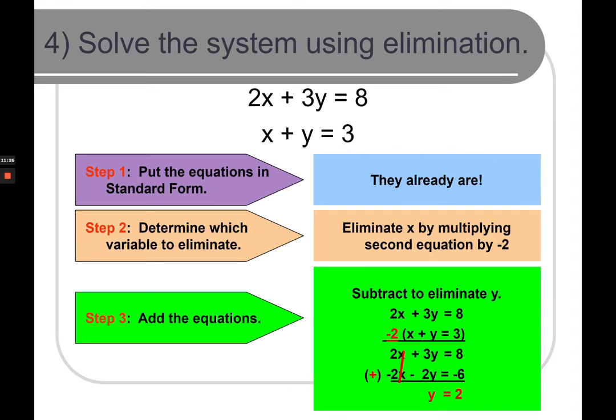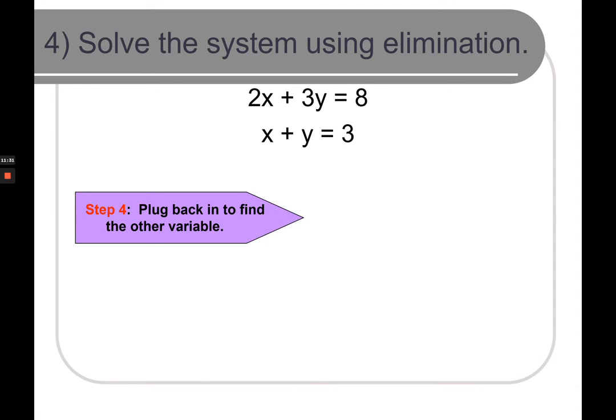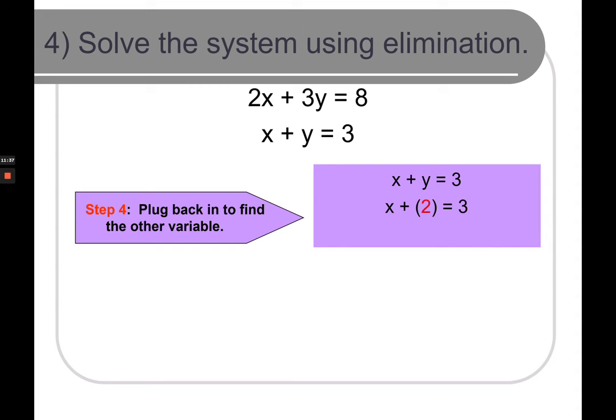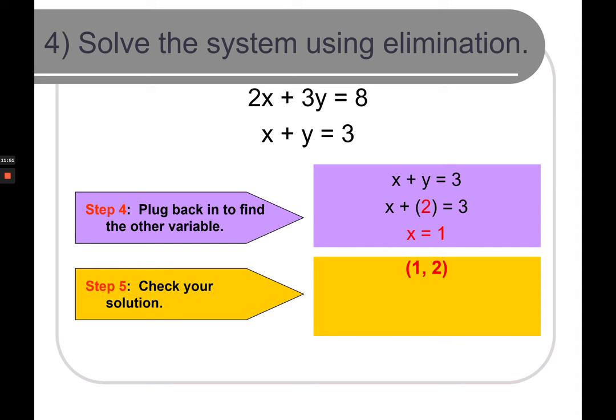Let's now find your second variable, step 4. Of course, we will choose the easier equation, x plus y. We will plug in your y value, which is 2. Obviously, what do we add to 2 to get 3? Or 3 minus 2 is 1, x is 1. And that's your solution. We now found x is 1, y is 2.